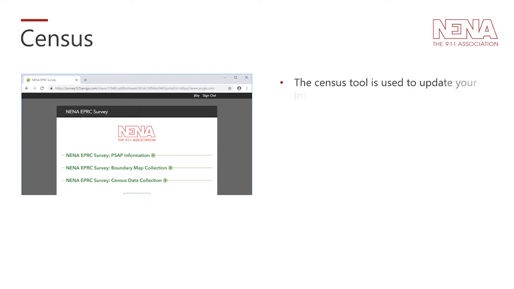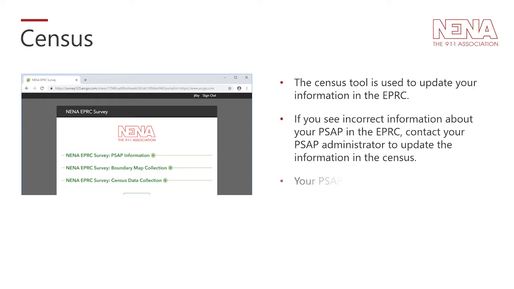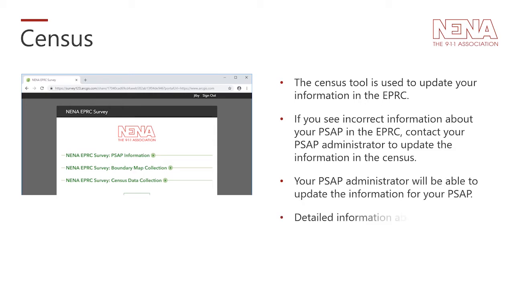The Census tool is used to update your information in the EPRC. It streamlines the ability for PSAPs and administrators to ensure that all information in the EPRC is correct. If you see incorrect information about your PSAP in the EPRC, contact your PSAP administrator to update the information in the census. Your PSAP administrator will be able to update the information for your PSAP. Detailed information about the Census tool is outside of the scope of this training module.